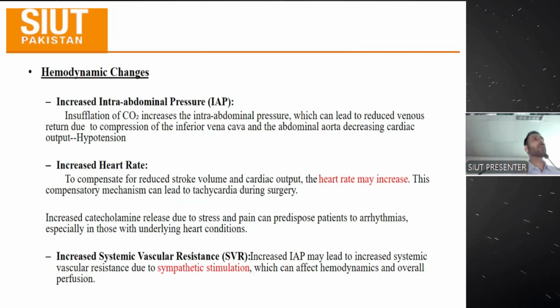And because of that hypotension, there's an increase in the heart rate as well to compensate for the reduced stroke volume and the cardiac output. This compensatory mechanism can lead to tachycardia during the surgery. And then, because of the systemic vascular resistance, there is increased catecholamine release due to the stress and the pain, which can predispose the patient to arrhythmias, especially those having underlying cardiac problems. Then once again, because of the sympathetic stimulation during the intra-abdominal cavity pressure, there is an increase in the systemic vascular resistance.